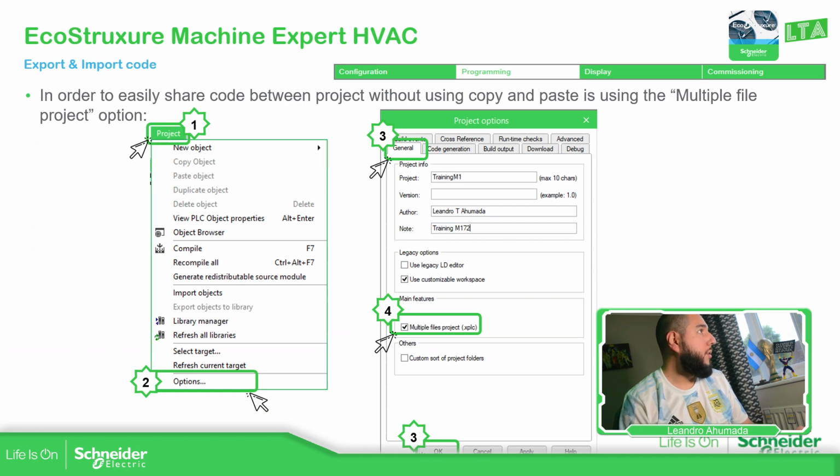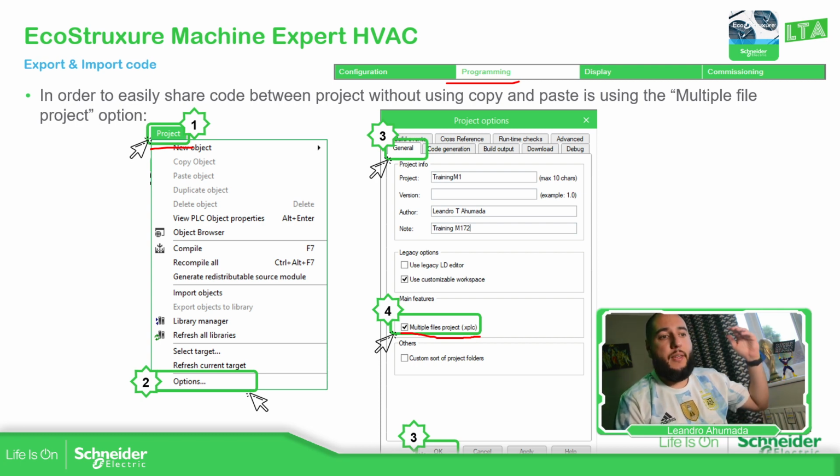So when we are in the programming and we select project options, we should be able to access this project options view. Here in the General tab, we just need to go to Main features and select this Multiple files project. This will create a folder called SRC, I believe it stands for source. And then we just click OK, apply, save, and then we should be able to see the folder.